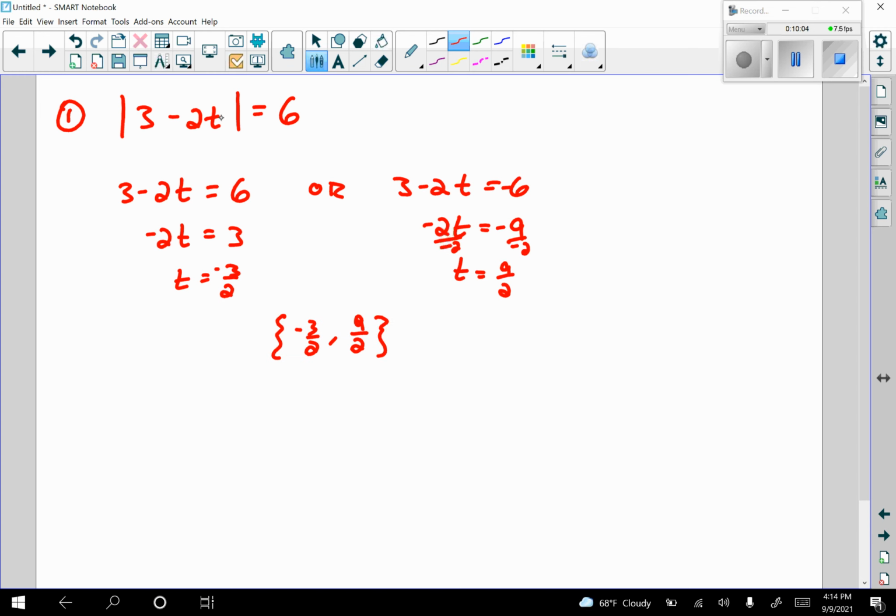And you can always substitute these back into the equation to check that what we get here should equal a 6 when we take the absolute value of it. So we have quite a few here to practice. Let's try another one.